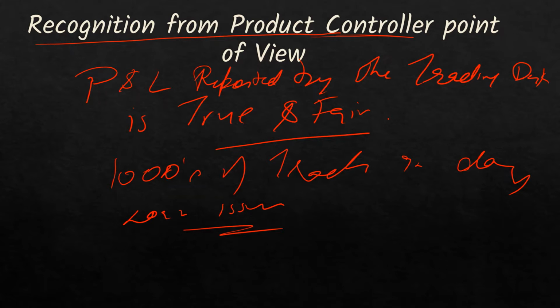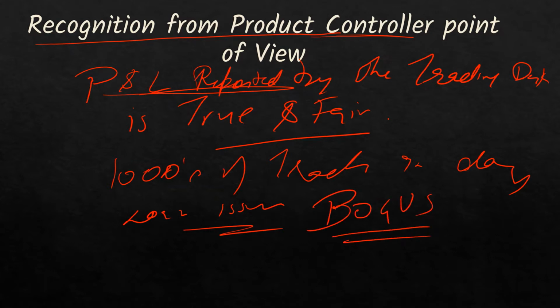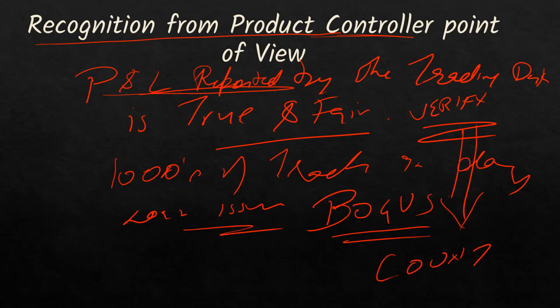And I need to make sure that the P&L reported is true. What do I mean by true? A trade can be a bogus trade, just entered into the system by the trader, just like that. It defeats the whole purpose of product control if I am not sure whether the trade is good or not. So I need to verify that trade with whom we have entered into the contract, that is, the counterparty.